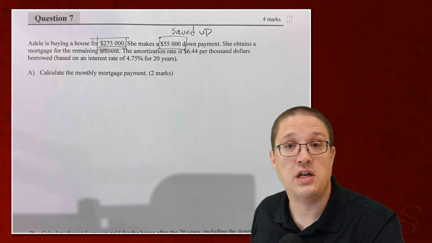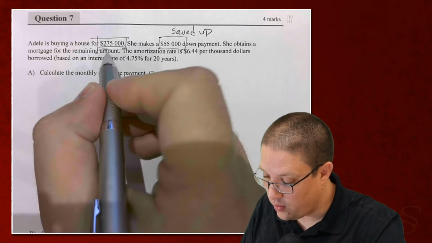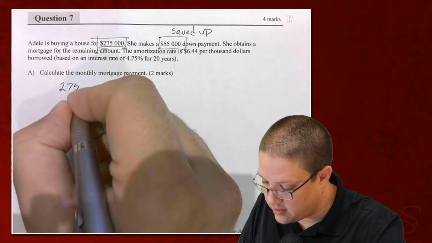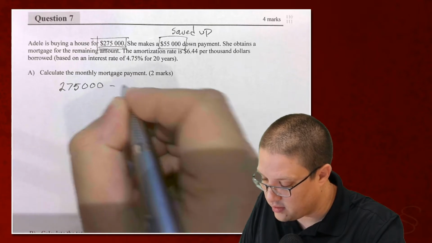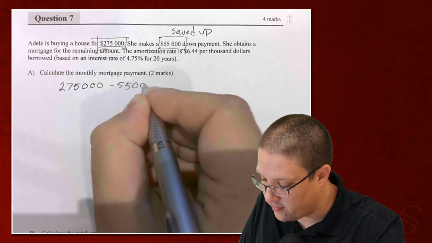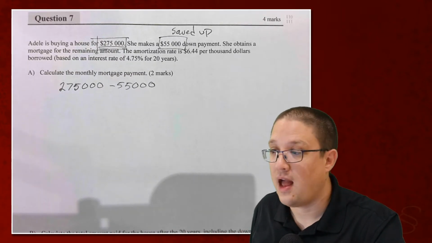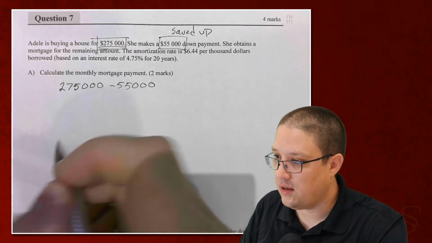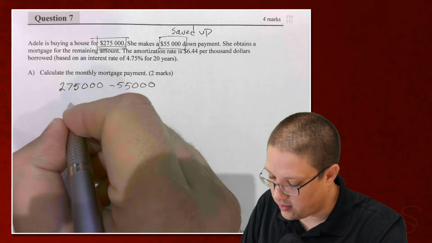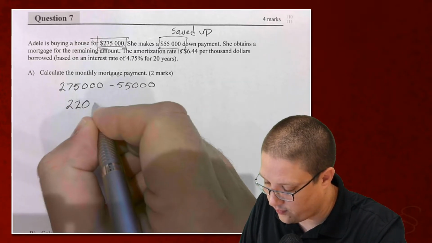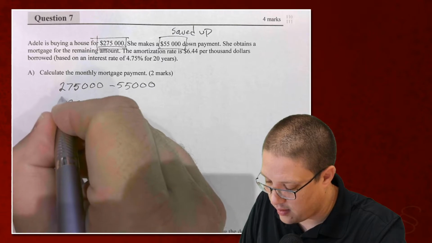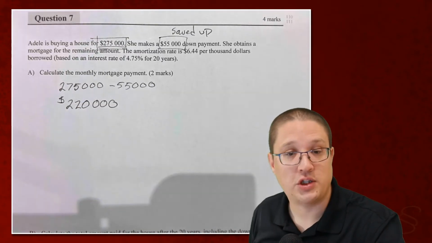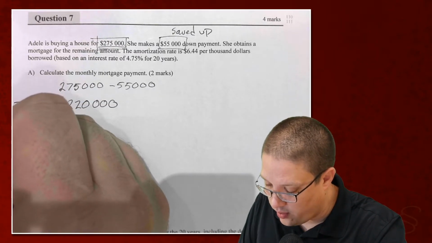So how much does she need to borrow? Well, right away, we can go $275,000, subtract $55,000, and that ends up getting us $220,000. So this is how much she needs to borrow, or the principal.